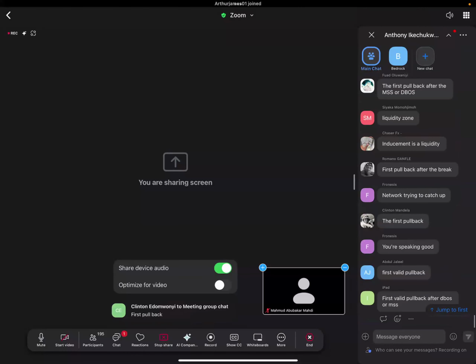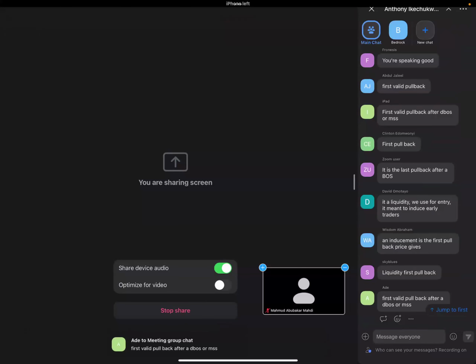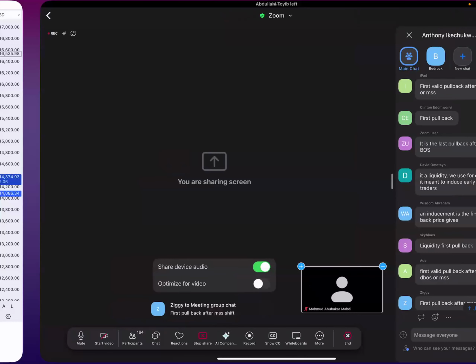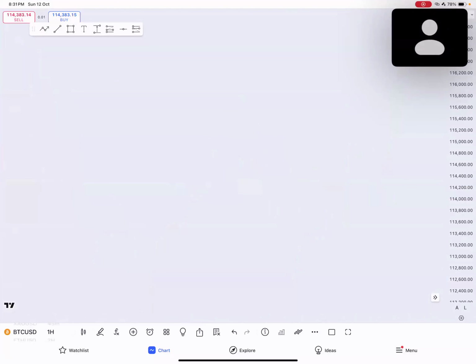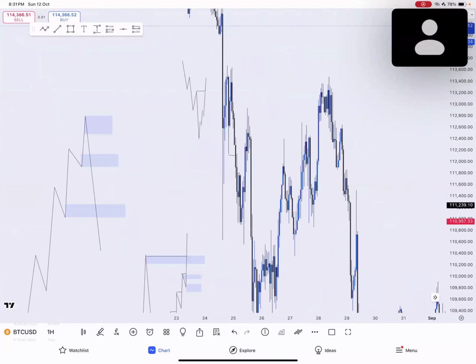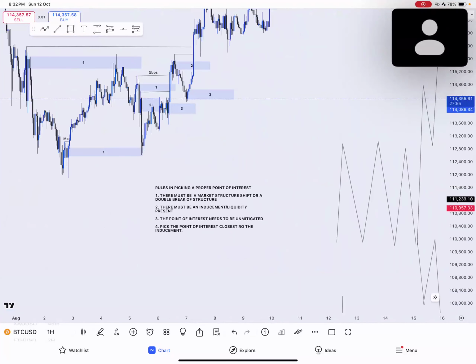Exactly. So an inducement is the first valid pullback after a double break of structure or a market structure shift. So that is what the second rule is trying to tell us. It's telling us that after we've marked our double break of structure or our market structure shifts, the next thing we should go and look for is the inducement. Without any inducement, we should not be looking for any other thing until we see an inducement after the double break of structure or the market structure shifts.